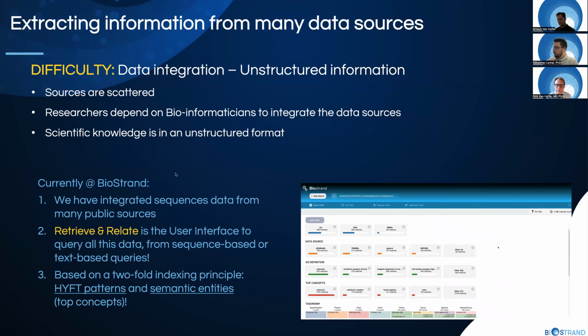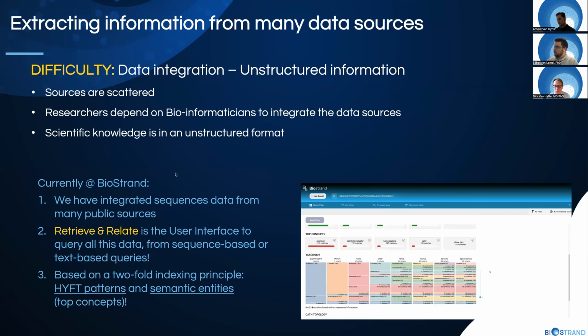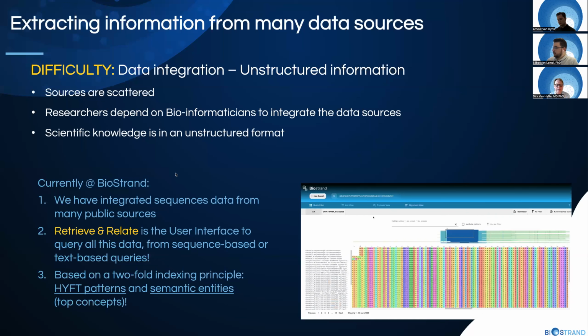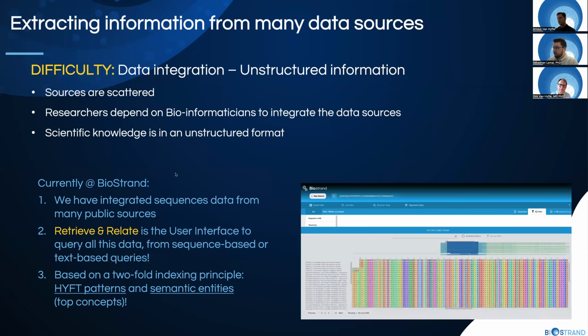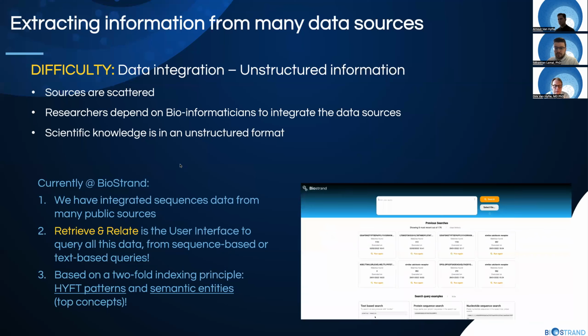It is based on a multi-dimensional model where you can further filter down to the specific information you really need to have. Our whole platform is based on a twofold indexing principle. On the one hand, we have our Hyfte patterns that help to index these three different omics layers. On the other hand, we also have our semantic entities or top concepts to glue together also the NLP world, so the unstructured textual information.